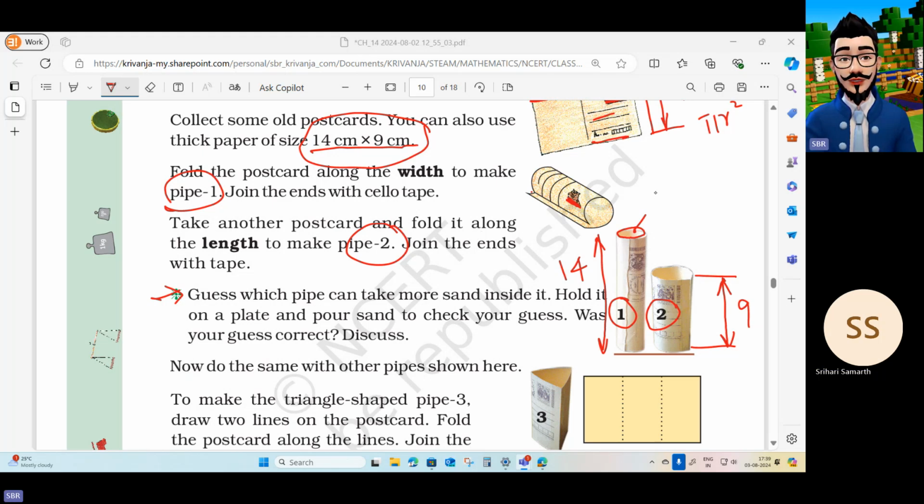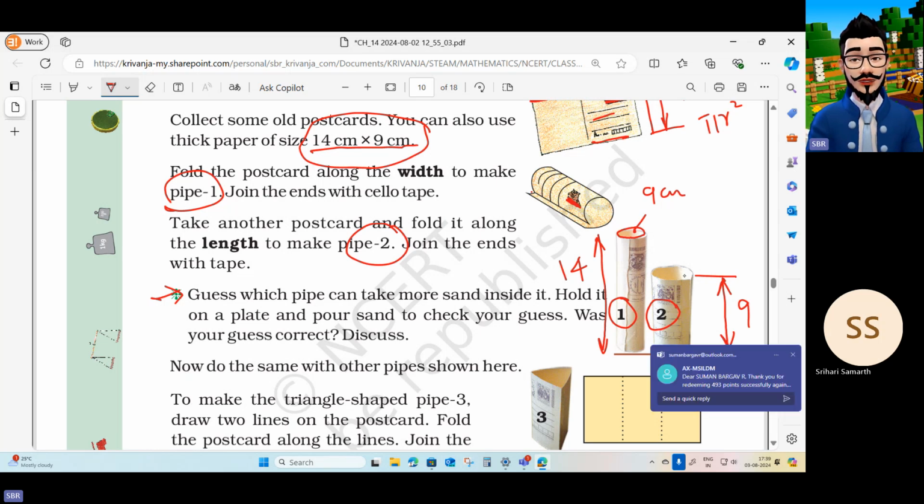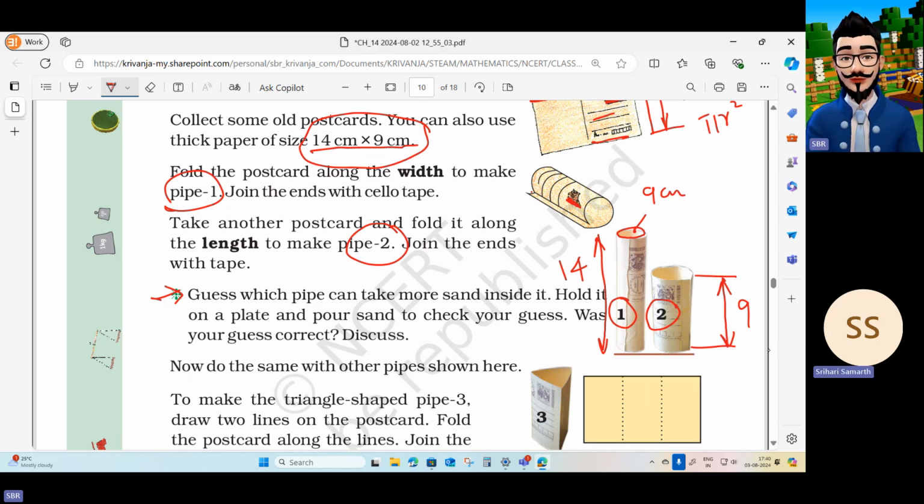9 centimeters. Beautiful. This is 9 centimeters perimeter. And how about the perimeter of this pipe 2? 14 centimeters. Okay. Now I'll give you a hint. You have to work it out when you're free, and then tell me what is the volume of pipe one and pipe two later on.